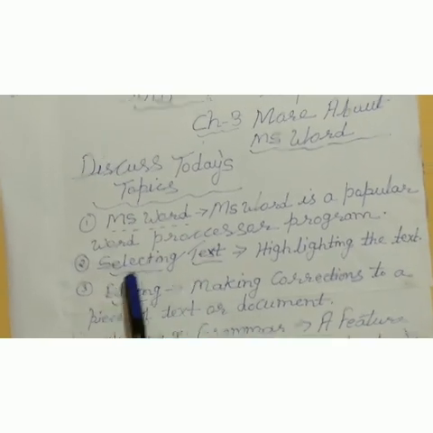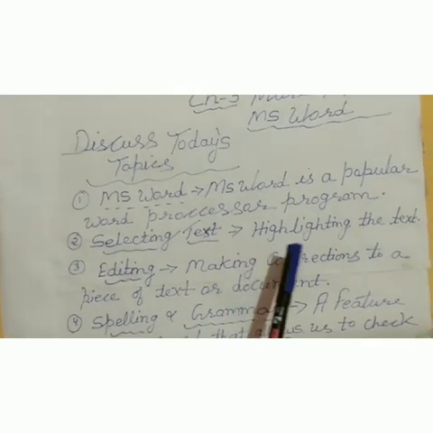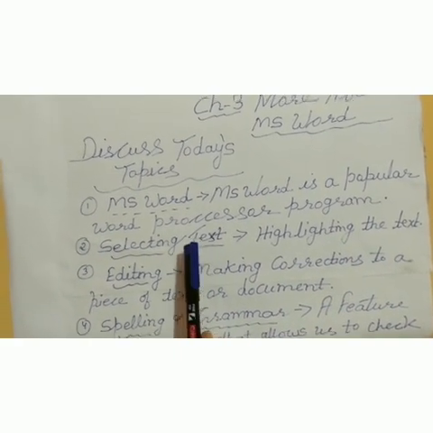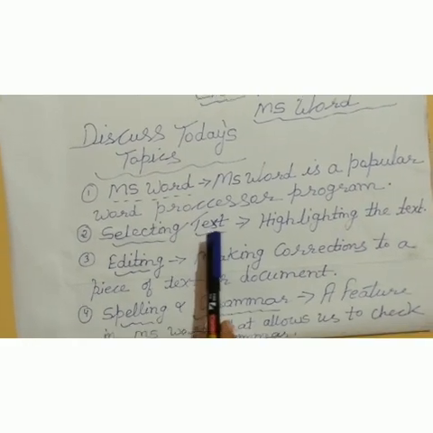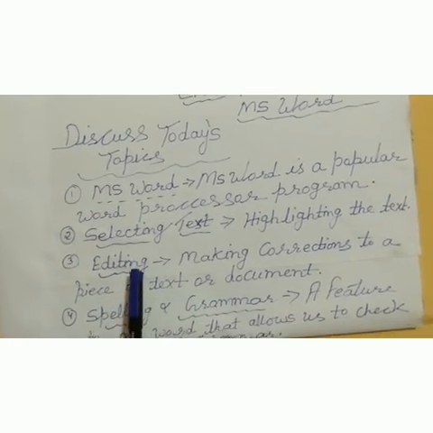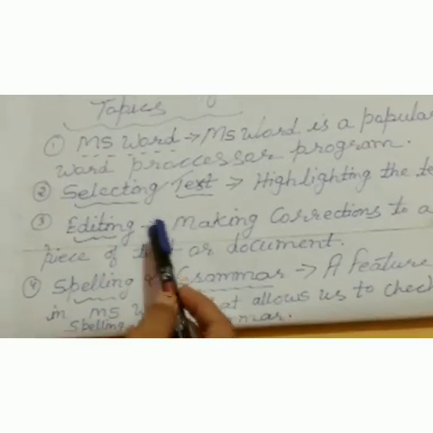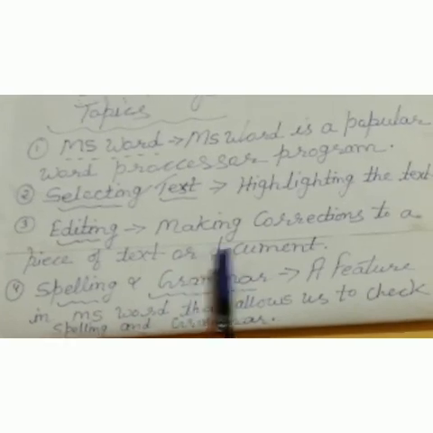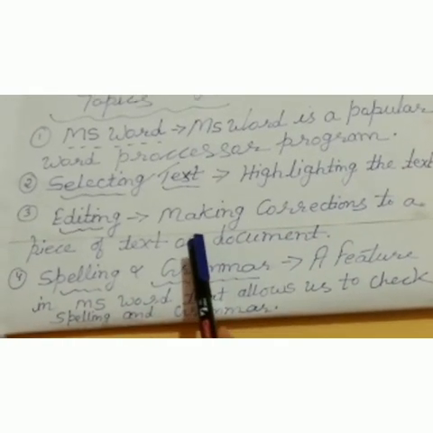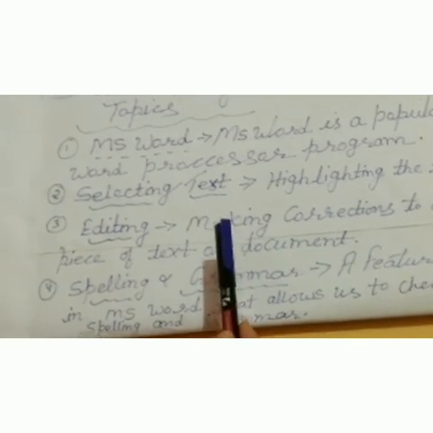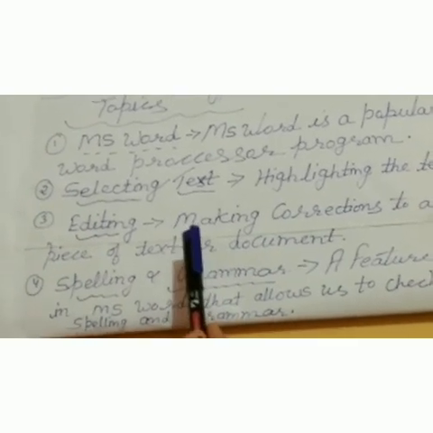Second, selecting text. Highlighting the text. We can properly select text in our document with the help of MS Word. Next, third is editing. Editing means making corrections to a piece of text or document. Editing means making changes to something in our document related to any kind of text, and making corrections with the help of editing.